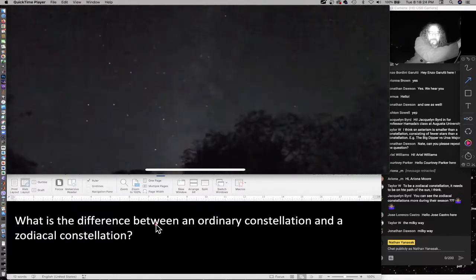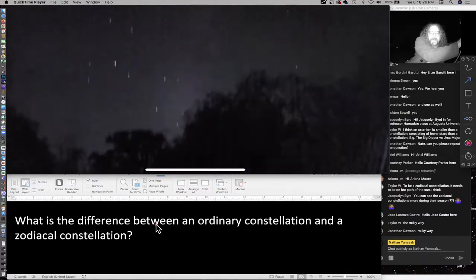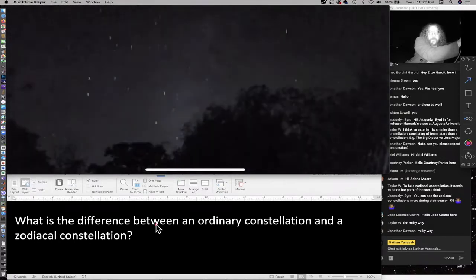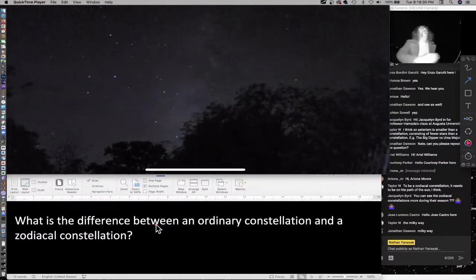So, how many people have seen the, well, I think I asked this of Jonathan's class before. How many people have actually seen the Milky Way before? You can see it pretty clearly out where I am.